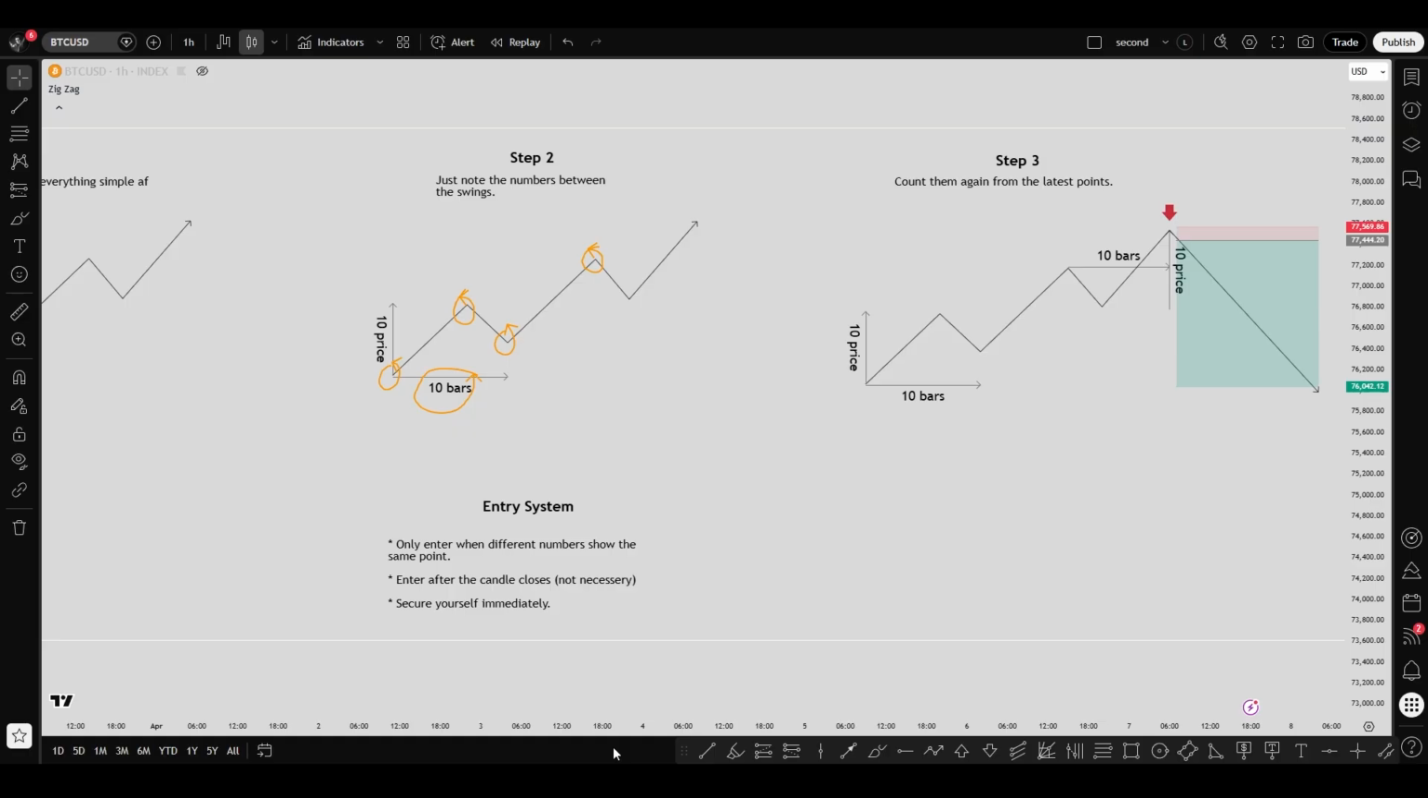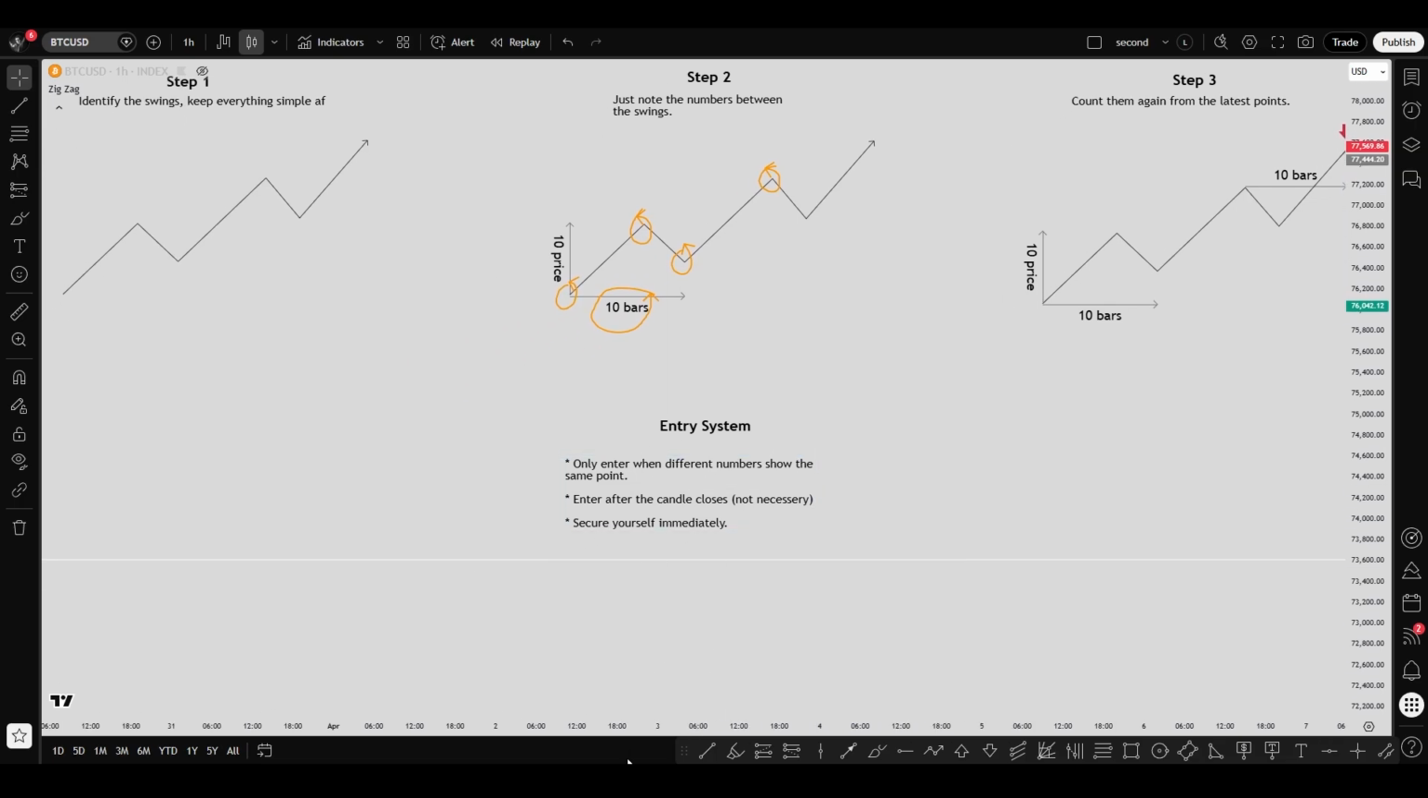Enter after the candle closes. Not exactly necessary, but I recommend you do this, because after a little bit more practice, you will be able to recognize the pattern and get in early. But for now, enter after the candle closes and secure yourself immediately after the trade goes on, because you don't want to take any risks, because you're predicting the highs and lows already. You can't just take stupid risks. Once the trade is going, secure yourself immediately and put your stop loss to break even.